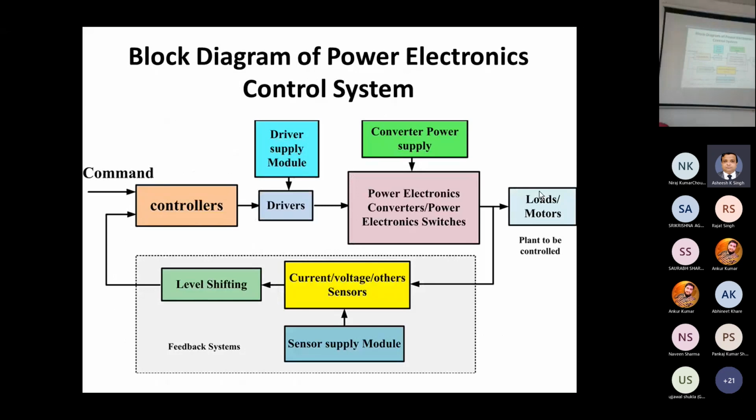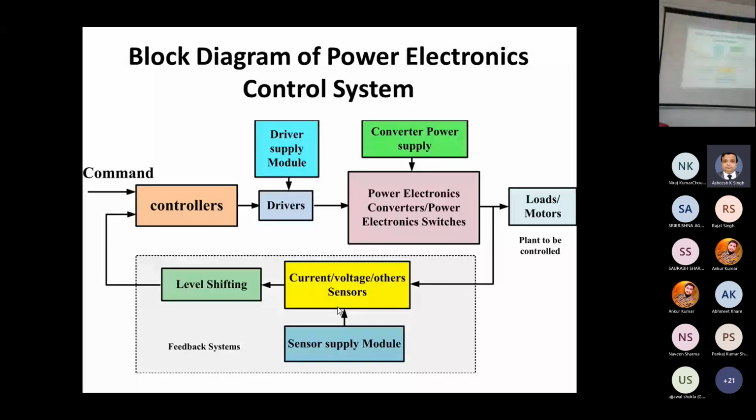So here is the block diagram of a power electronic control system. We can see here that the online variables are fed back to the controller through current and voltage sensors and other types of sensors, which may be temperature sensors, humidity sensors, flow sensors, torque sensors, and speed sensors. Different types of sensors may be there for feedback to the system.